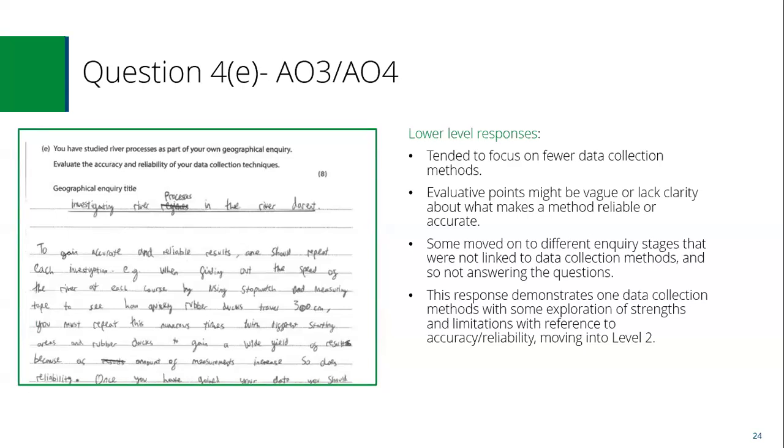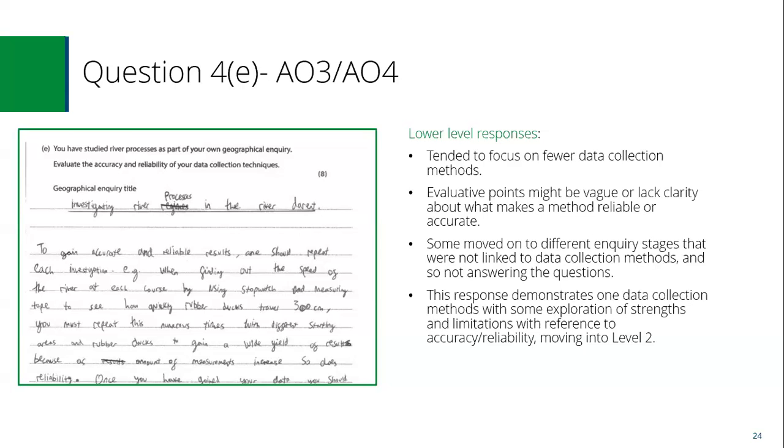Again, the lower level ones, if we see them, tend to always follow the same sort of focus. It's the vagueness, focused on few data collection methods rather than a selection of them. Some moved on to different inquiry stages that were not linked to questions or methods. The response here demonstrates 1 data collection method with some exploration of the strengths and limitations that allowed it to move into level 2.